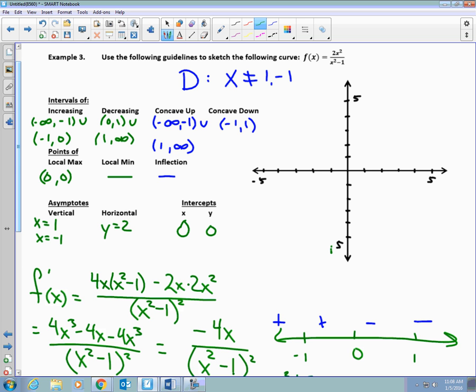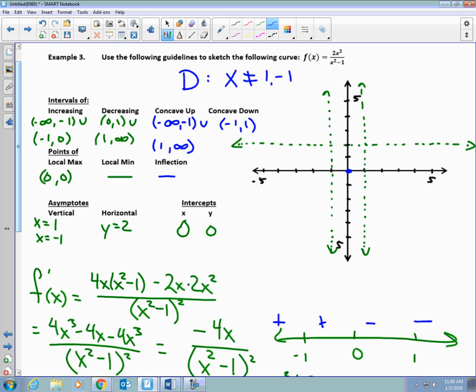We have vertical asymptotes at -1 and +1. We have a horizontal asymptote of 2. What is the only point I can plot? Now, let's look at that part in the middle. Is it going to be facing up or is it going to be facing down? Why? Because it's a local max and it's concave down.